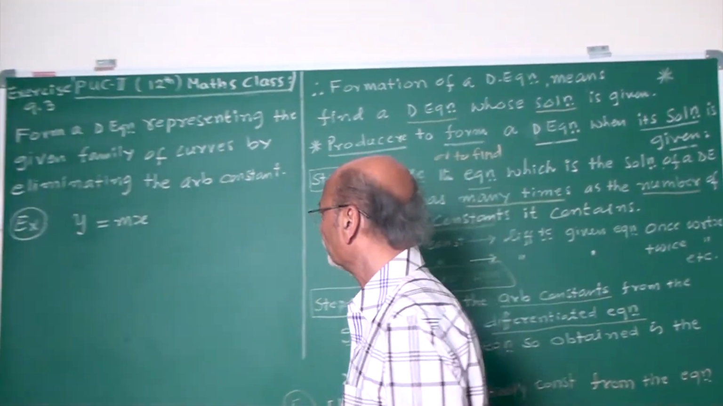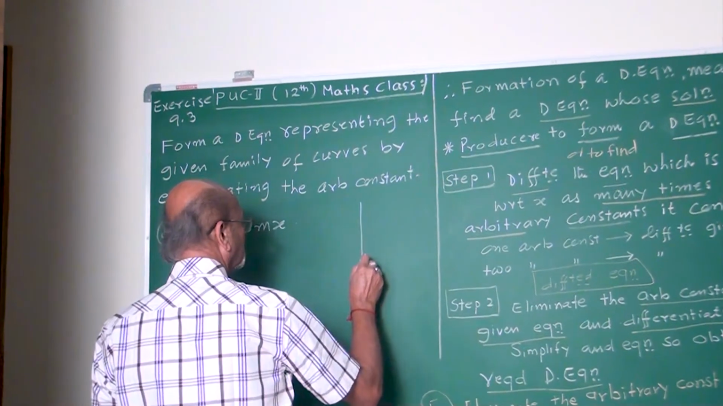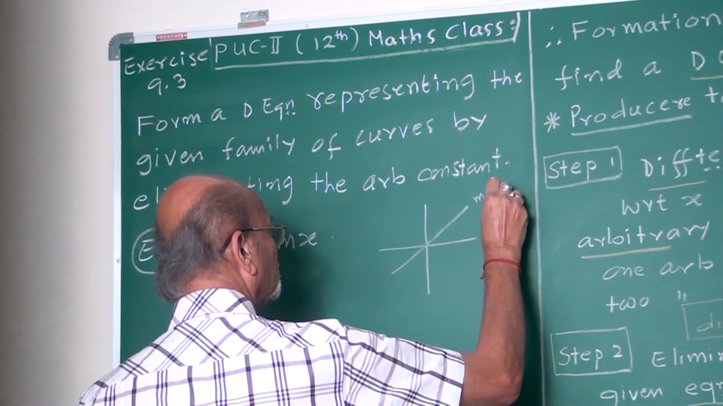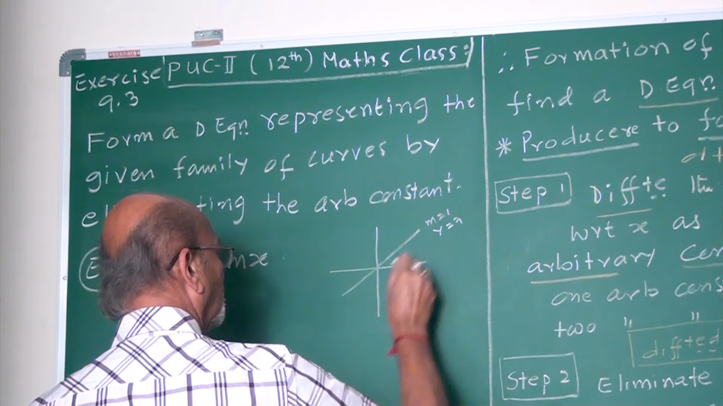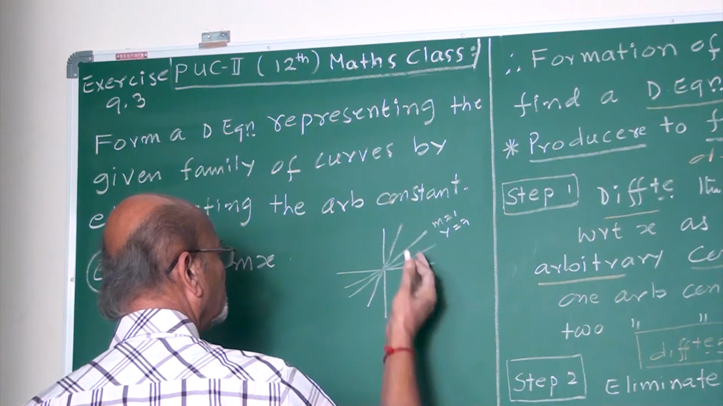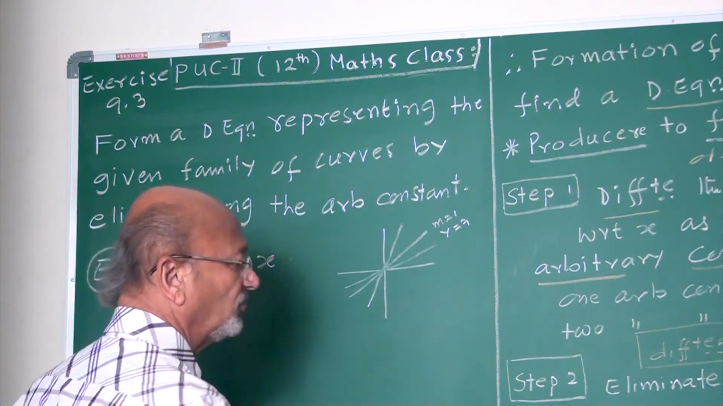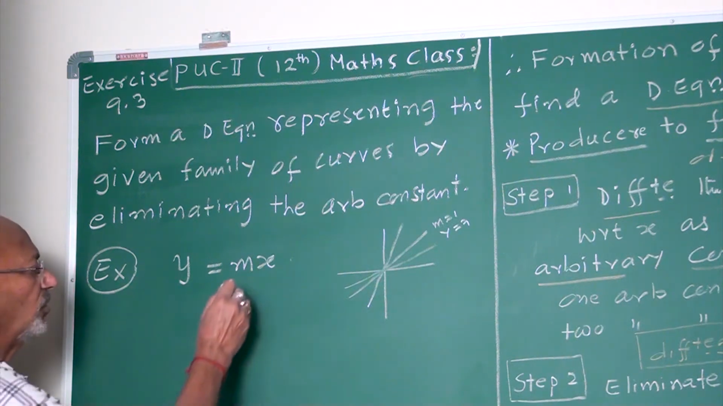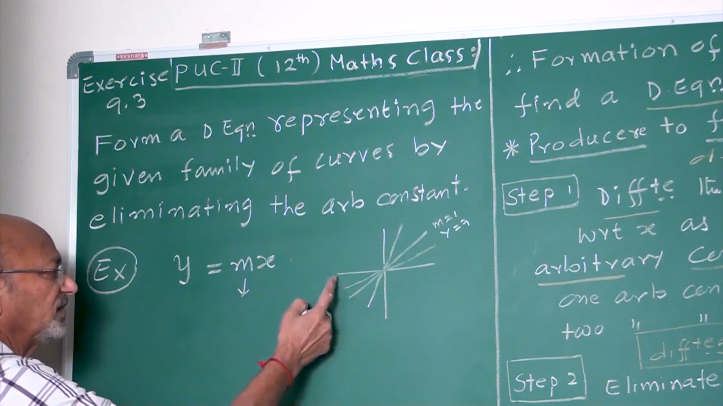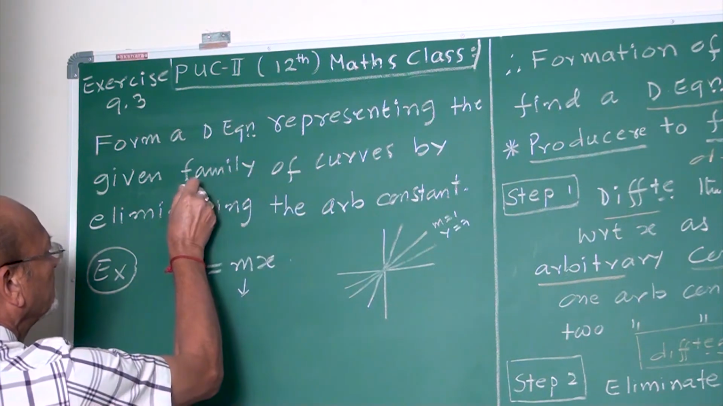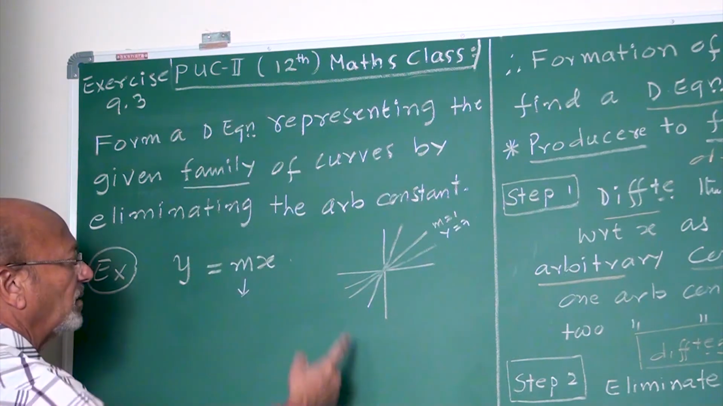passing through the origin. If m equal to 1, this is one line, y equal to x. This is another line, y equal to 2x. This is the third line, y equal to 3x. Like this, you get a family of curves. In this case, curves means a straight line. Therefore, for different values of m, you get different lines. Instead of naming this a set, we name it a family of straight lines.